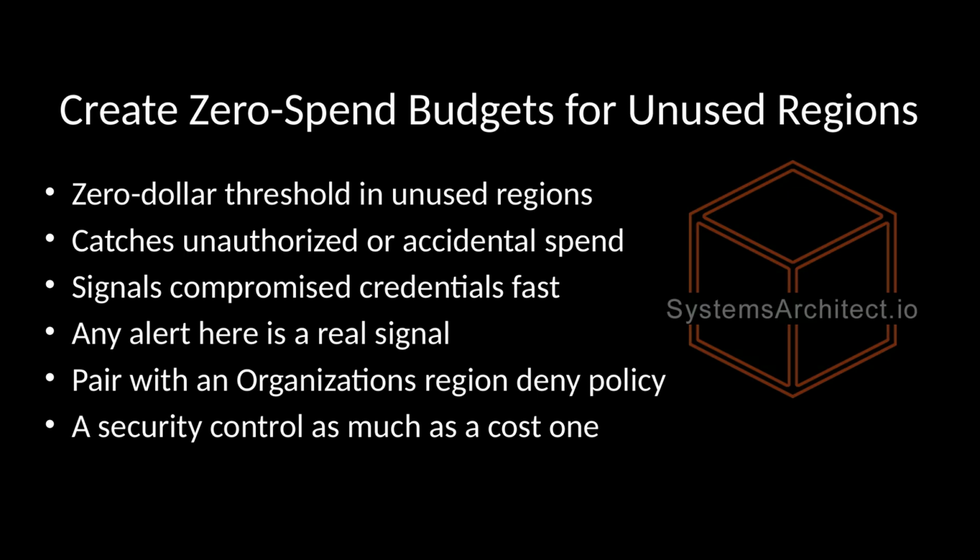10. Create zero spend budgets for unused regions. Why set a budget at $0? Unauthorized deployments and compromised credentials often show up first as a small charge in a region nobody uses. Because these budgets should almost never fire, any alert here carries real signal.